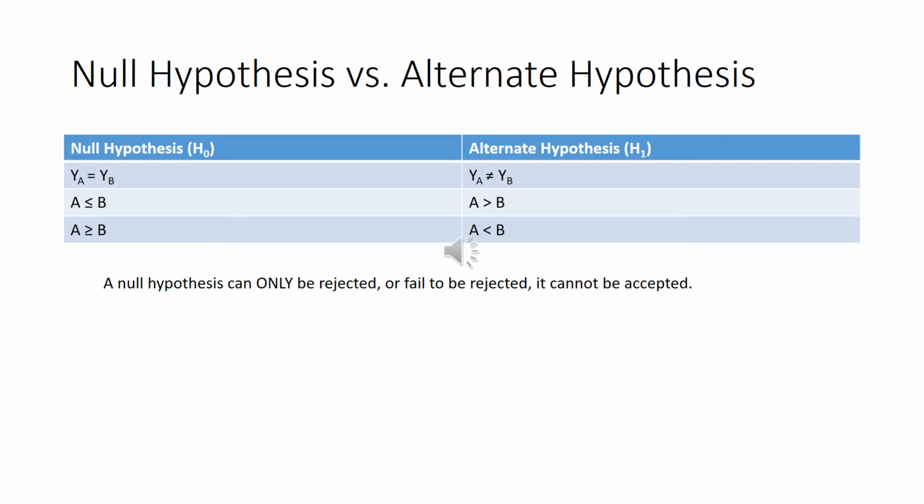Now, interesting thing about the null hypothesis, you can never be 100% sure of the null hypothesis. And therefore, a null hypothesis can only be rejected or fail to be rejected. So you can reject it, it's not true, but you can't accept it. You can only fail to reject it. It cannot be accepted, because you just don't have enough evidence. This is because you only got a sample, you don't know the whole population.